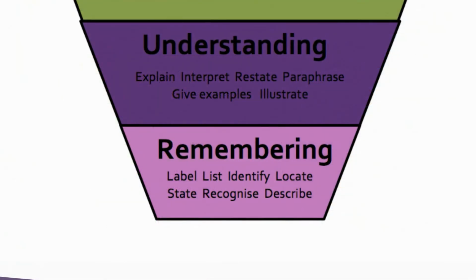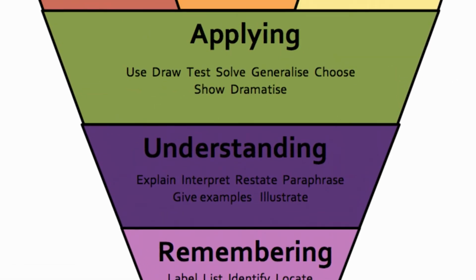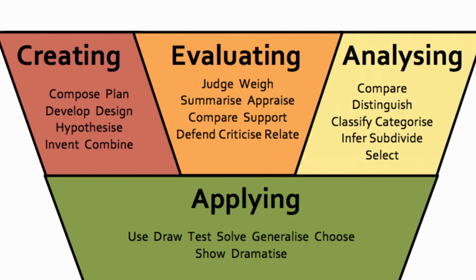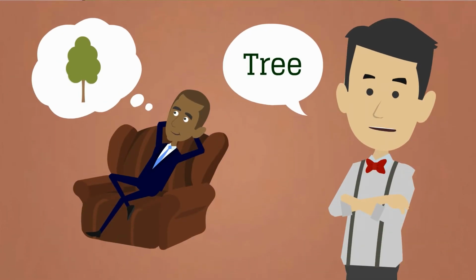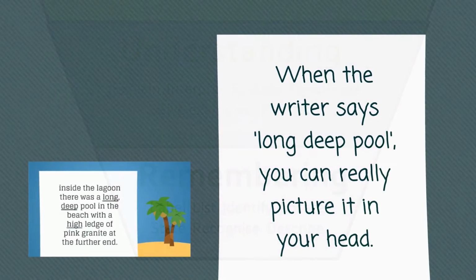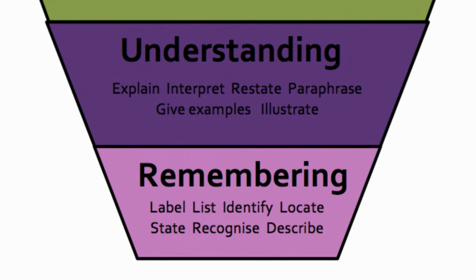At the bottom we have relatively simple thinking skills, such as remembering and understanding. And towards the top, we have more complex thinking skills, such as evaluating and analysing. In this example, where I say tree and Webster thinks of a tree, he is mostly understanding what the word means and remembering what a tree looks like. And it's actually quite similar in this example. You can really picture it in your head is mostly just a metaphorical way of saying that you understand the literal meaning of the language.